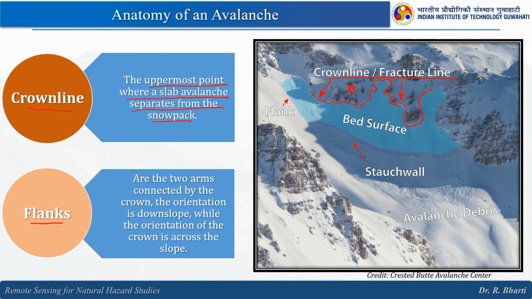Then we have flanks, the two arms connected by the crown. The orientation is down slope, while the orientation of the crown is across the slope. So, the flank is here, even this will be the flank, right. This is flank, and here you can see post avalanche the debris will be coming to this direction, right, and this is the bed surface of the avalanche.